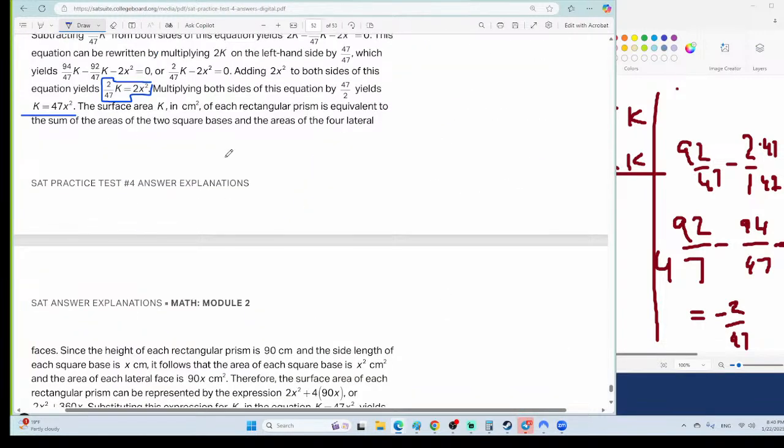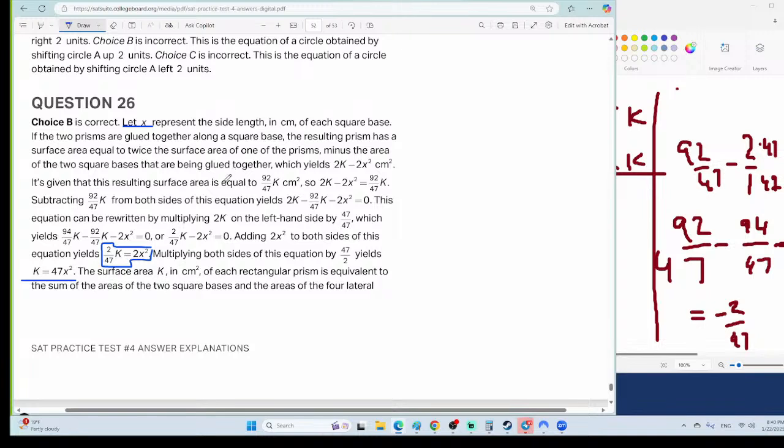Yeah, that's the second time in a row. But look at this. This is the second time in a row in this specific test 4.